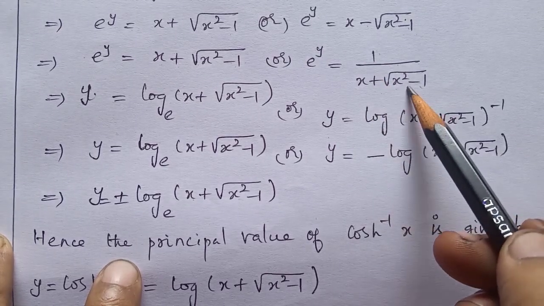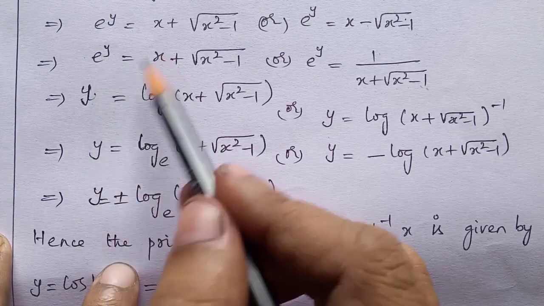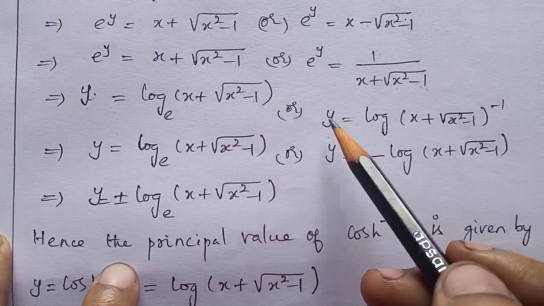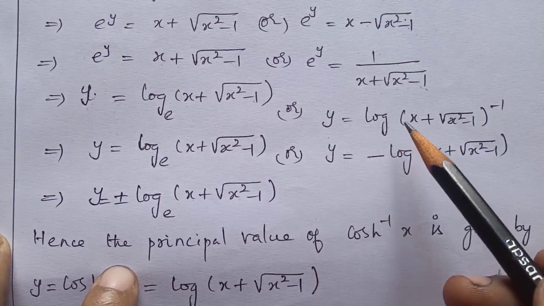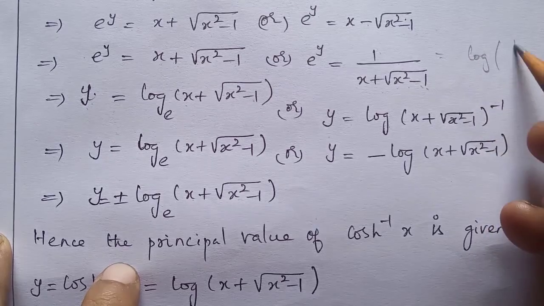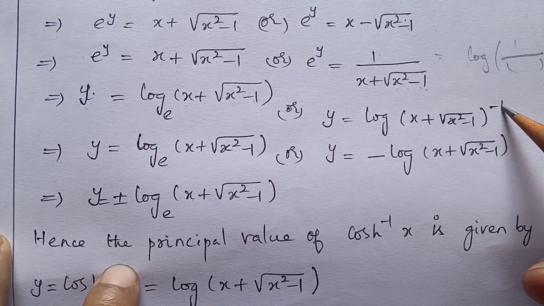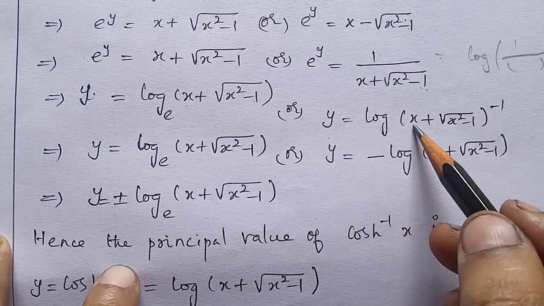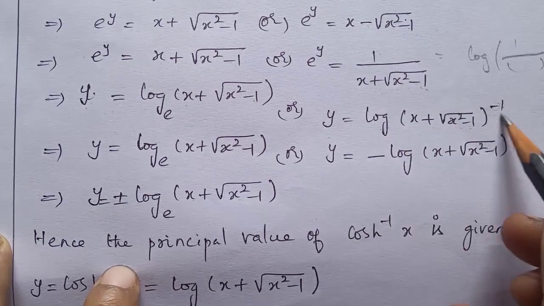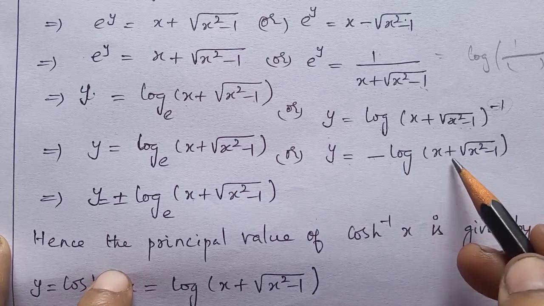by x plus root of x square minus 1. We apply log on both sides. When we apply log, the e cancels, so y that is equal to log of x plus root of x square minus 1. Here y that is equal to log of 1 divided by the result, so since 1 divided by the result comes, we write it as an inverse. So y that is equal to log of x plus root of x square minus 1, the whole inverse. Since it is a log, the minus 1 in the inverse comes to the front.